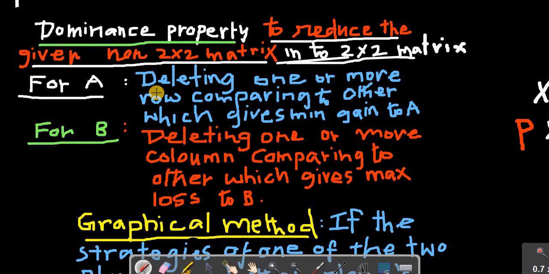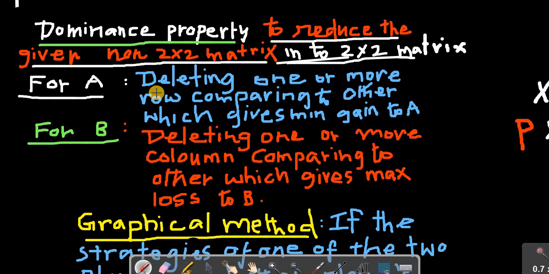In A's case, the domination is what? Less. That is the minimum gain, so the minimum is deleted here. So the dominance is minimum, and that particular strategy is struck out.